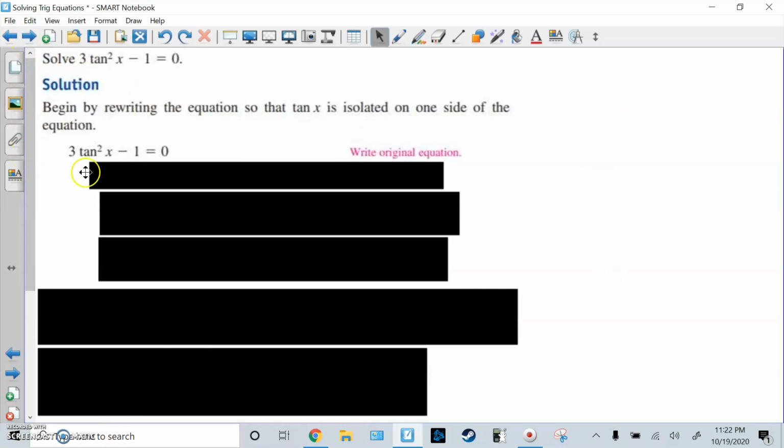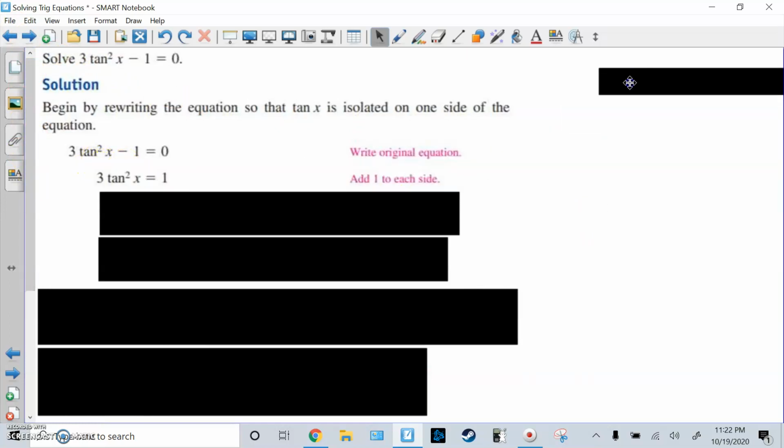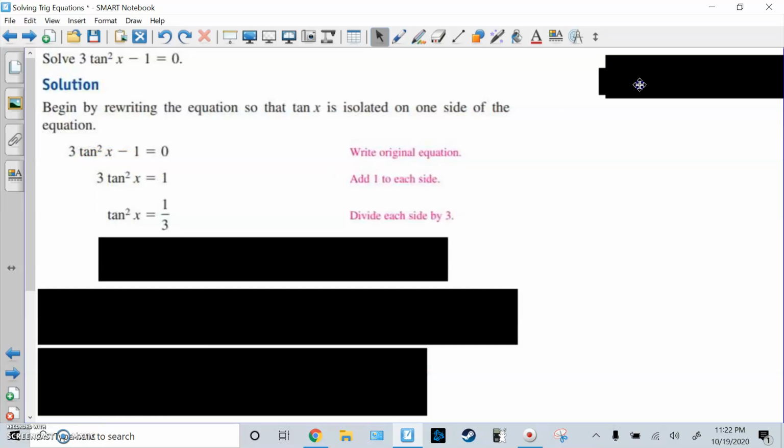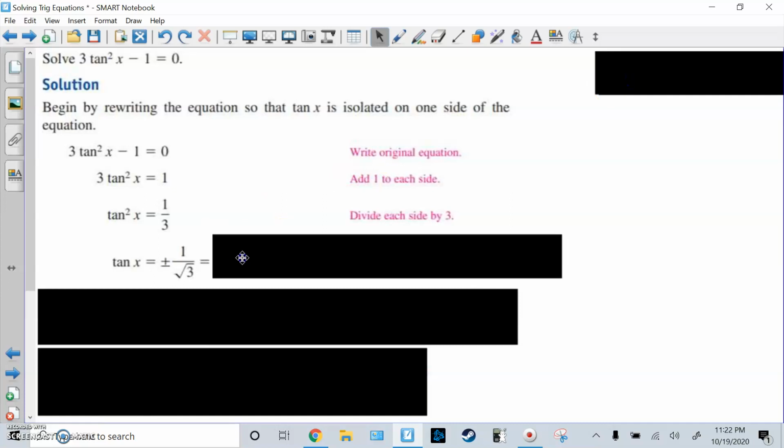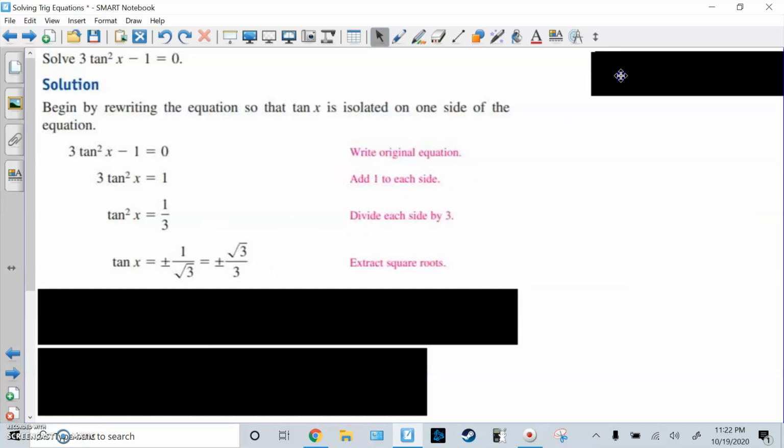Here's another one. First, I'm going to solve for tangent of x. I'm going to add 1 to both sides. Divide both sides by 3. Then I'm going to square root both sides. Then you have to rationalize. So plus or minus root 3 over 3. Make sure you have a plus or minus sign when you square root.